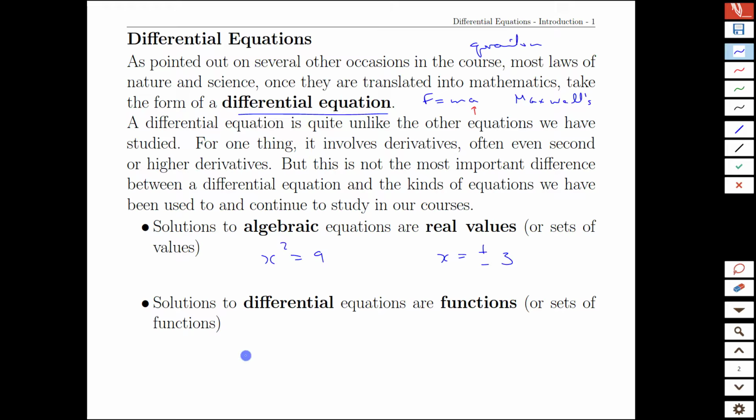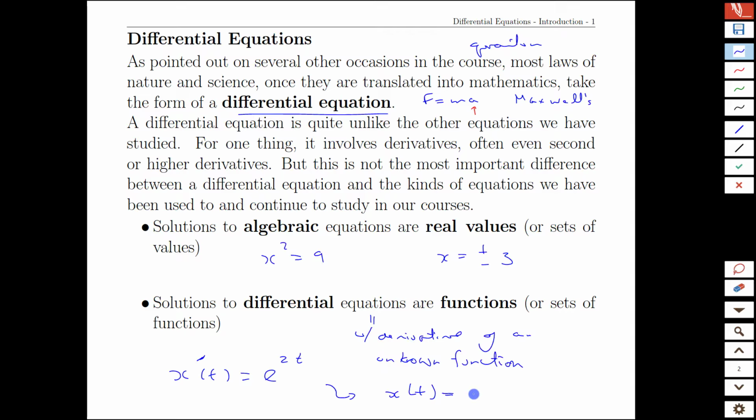A differential equation, which is an equation with the derivative of an unknown function in it. An example might be x prime of t equals e to the 2t. We've seen that kind of thing in our integral unit. If we were asked what function satisfies this equation, that would lead us through an integral to x of t equals 1/2 e to the 2t plus c.